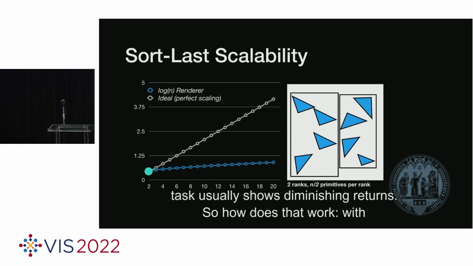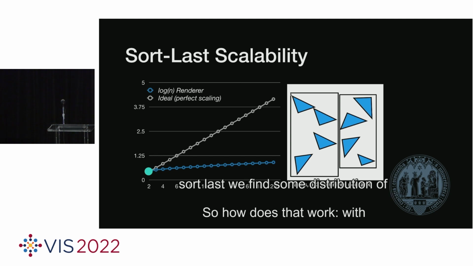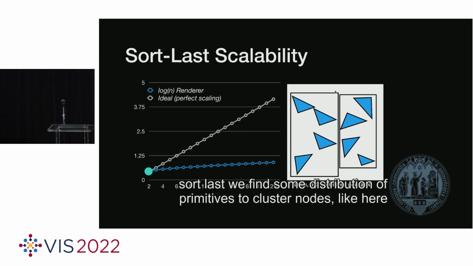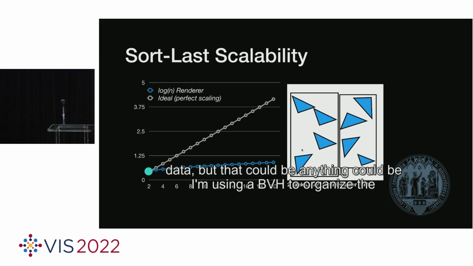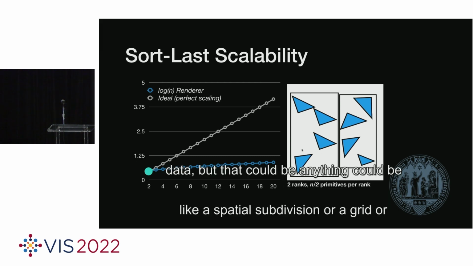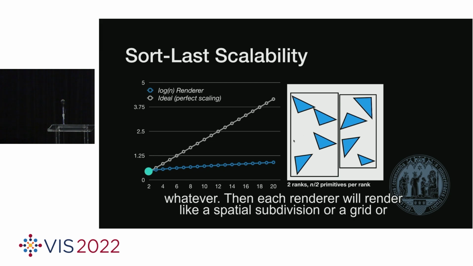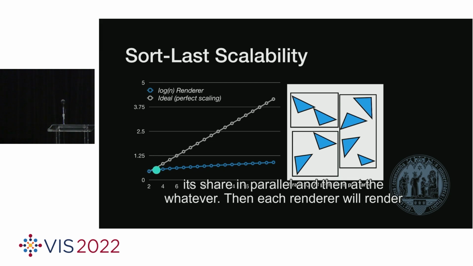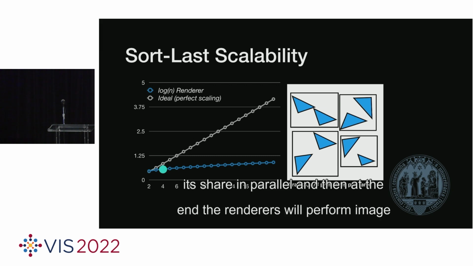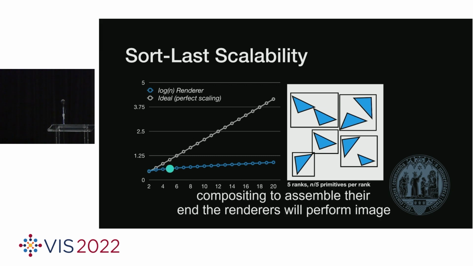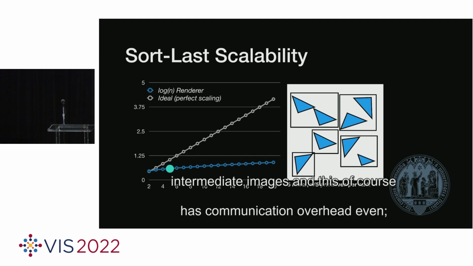How does it work with sort last? With sort last, we find some distribution of primitives to cluster nodes. Here, I'm using a BVH to organize the data. It could be anything, a spatial subdivision or a grid or whatever. Then each renderer will render its share in parallel, and at the end, the renderers will perform image compositing to assemble their intermediate images. This, of course, has communication overhead.